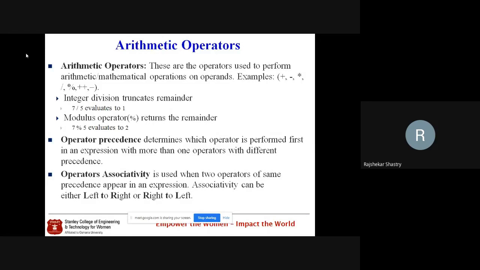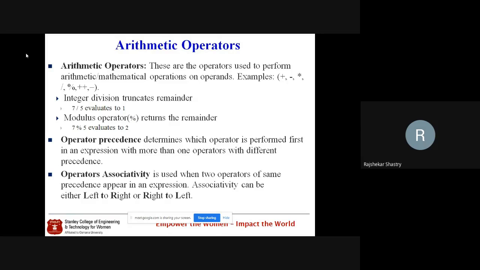When we talk about the arithmetic operators in C language, the common arithmetic operators which we use are five. What are they? Addition, subtraction, multiplication, division, and the remainder operator or modulus operator.